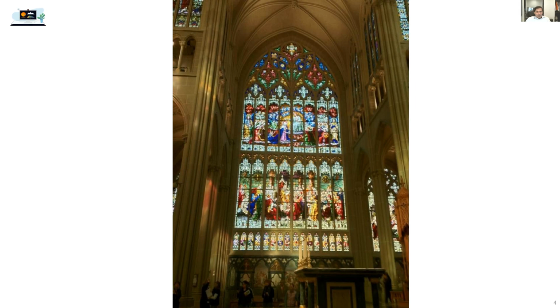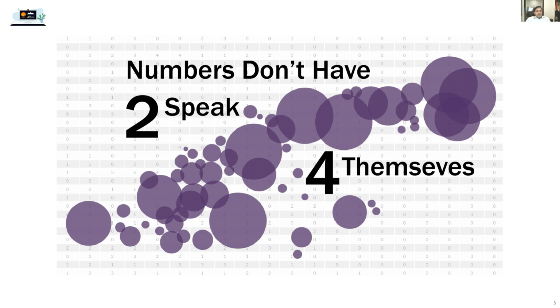And this is what we are trying to do with the data. We are trying to illuminate the data to gain an insight from it. And if we do it well, then we can sometimes tell a story with the data. Numbers don't have to speak for themselves. Rather than numbers, graphs can reveal things that are hard to see in numbers. So graphs can speak for themselves.